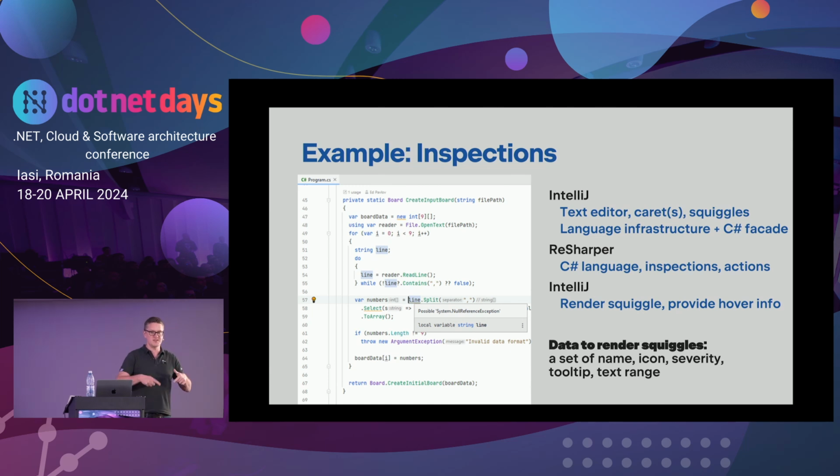Also here, digesting everything, the data to render those squiggles inside of a document is essentially, again, a set of the name of the inspection, maybe an ID of the inspection, the severity, so that we can change the color that is there, the tooltip that we should show up, because typically the UI is going to have a more detailed tooltip and a smaller Alt-Enter menu, for example, and the text range that should be highlighted in the document. So again, not a lot of data.